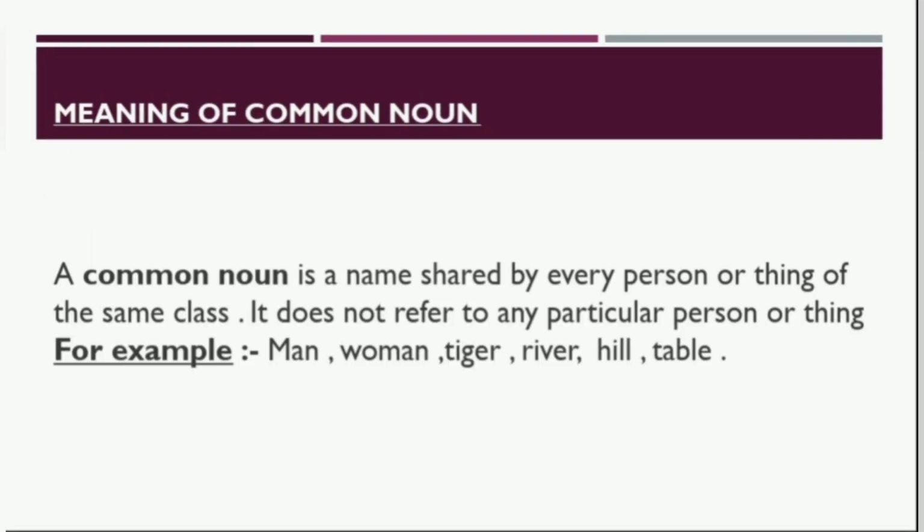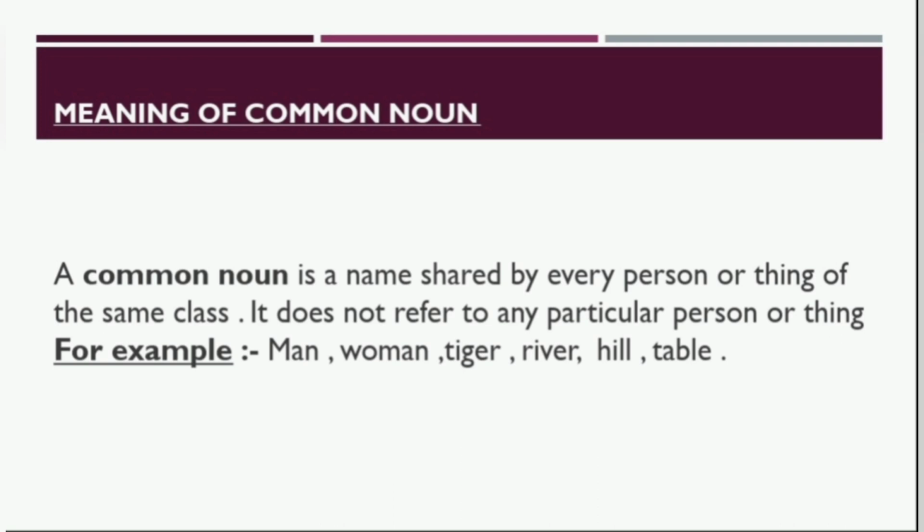So, let us now understand the meaning of common noun. A common noun is a name shared by every person or thing of the same class, which means that a common noun is the name of a person, place, animal, or thing in general. It is the name of a group of similar things, such as table, book, and we do not particularize it as we do in the proper noun.